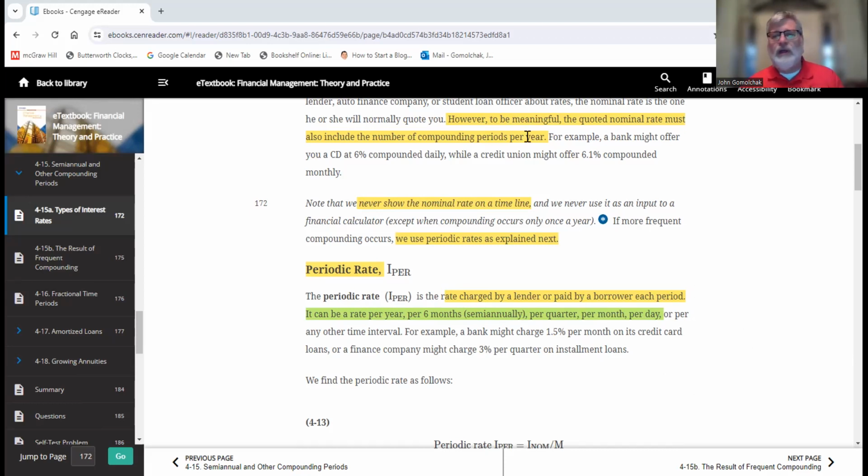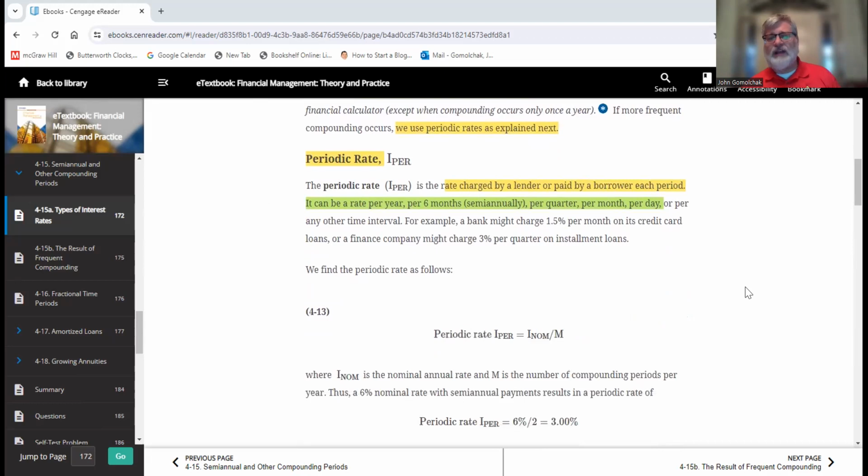Okay, so up above, we had a 6% nominal rate. But if it was going to be compounded semi-annually, then the period is going to be the 6 months, okay? Because that's how often it's going to compound. So we're going to compound every 6 months. But what's the effective interest rate for that 6-month period? It's not the 6%. That's for the year. So it's going to be 3% for 6 months. Okay, so that is our periodic rate. We have to understand that.